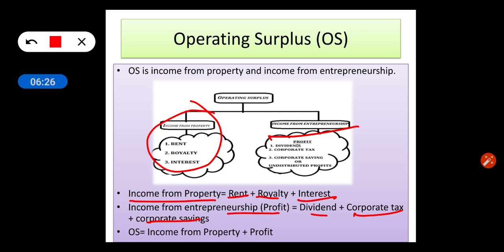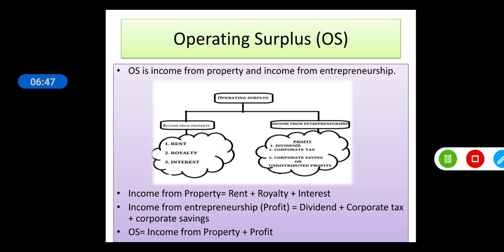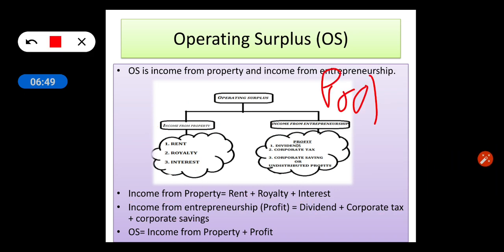Okay, so OS comprises income from property and profit. Income from property comprises rent, royalty, and interest, and profit comprises dividend, corporate tax, and corporate saving. If we add all this up, we get OS. Now, for examination purposes, let's say the value of profit is given, let's say 30. And the values of corporate tax and corporate saving are also given. In such cases, what will happen?